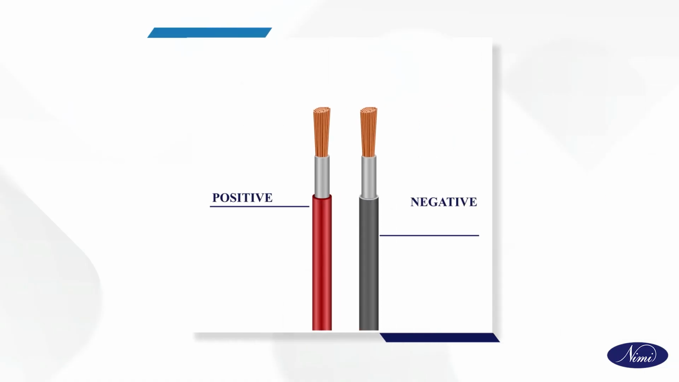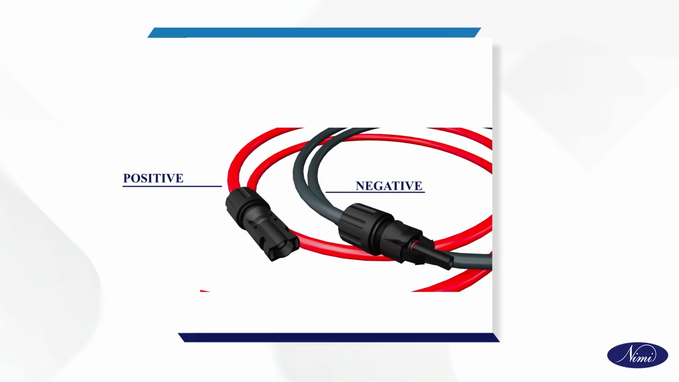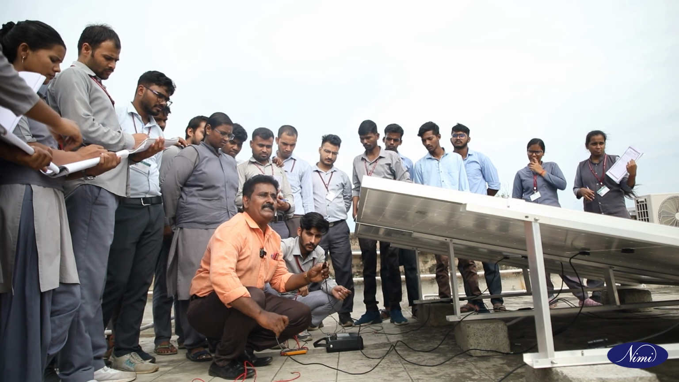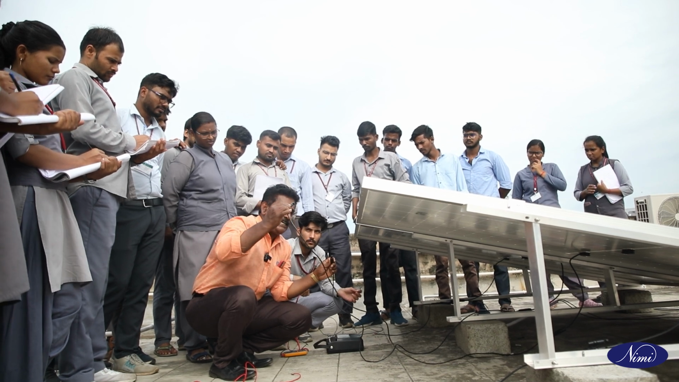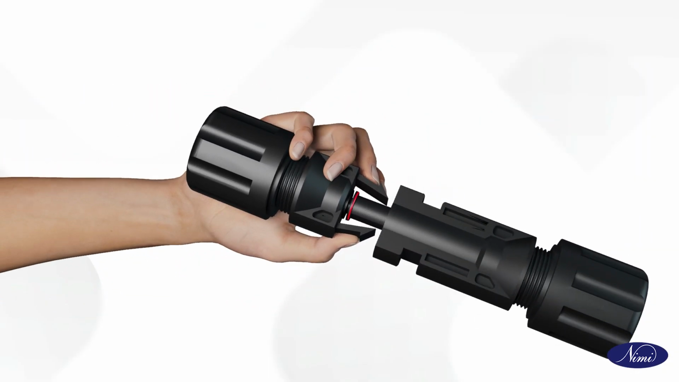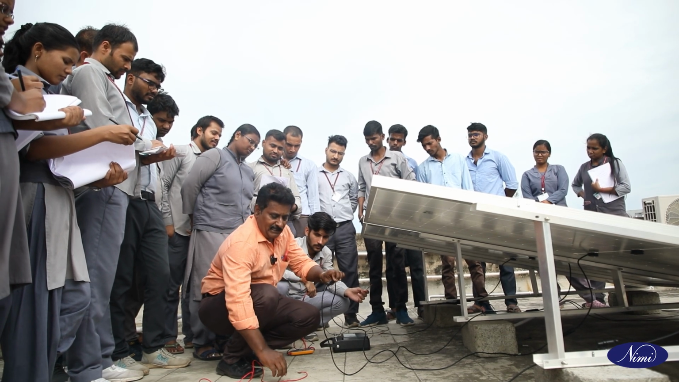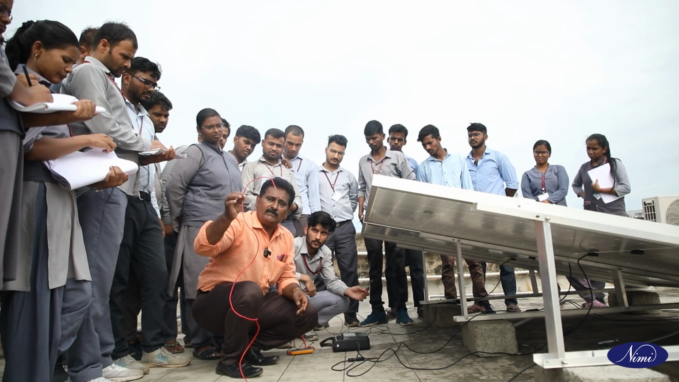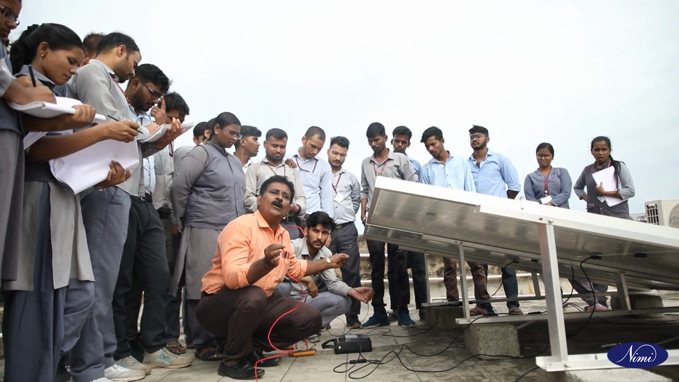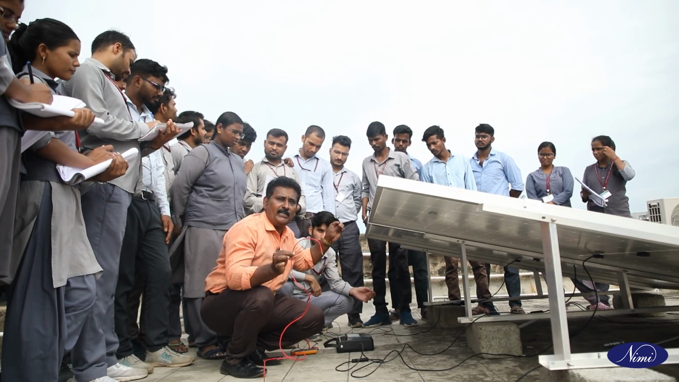This is the positive and negative terminals of the first solar panel. This is the positive and negative of the next solar panel. So, how to connect the solar panels in series? We have to connect the negative of the first solar panel to the positive of the second solar panel. Then it is connected in series. Now we are using the positive of the first solar panel and the negative of the second solar panel as output terminals. This is the output positive terminal. This is the output negative terminal.